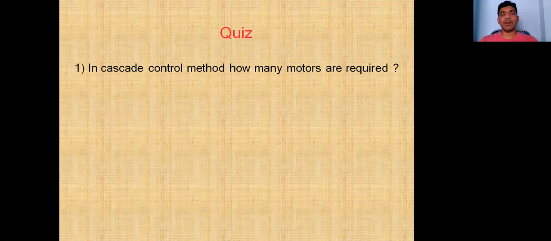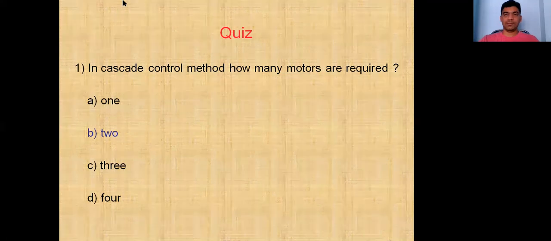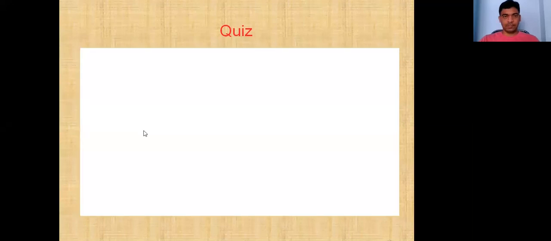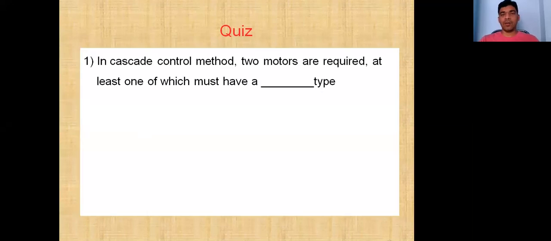In the cascade control method, how many motors are required? Option A, 1; option B, 2; option C, 3; option D, 4. In the cascading method, 2 motors are required, at least one of which must be a dash type motor.